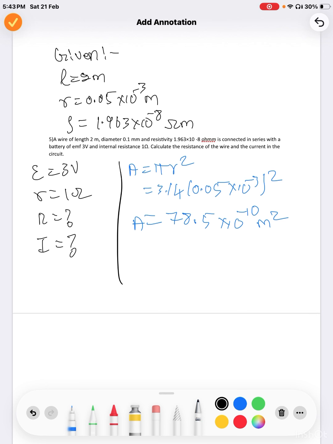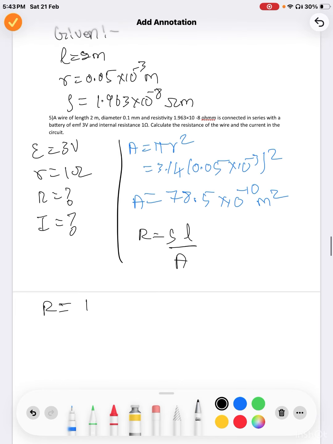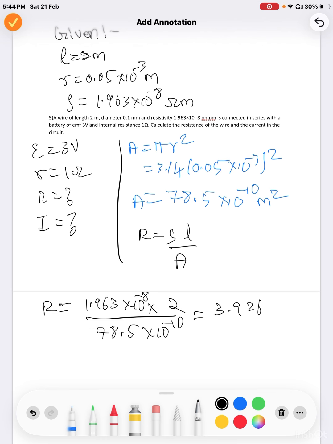So what is the resistance formula? Resistance R equal to rho L by A. We choose this formula because they gave the resistivity. So R equal to rho, the value they gave, 1.963 × 10 to the power of minus 8, into length. Length is given as 2 meter, and the area we found out is 78.5 × 10 to the power of minus 10. So if we do this, we'll get 3.926 × 10 to the power of minus 8 by 78.5 × 10 to the power of minus 10.